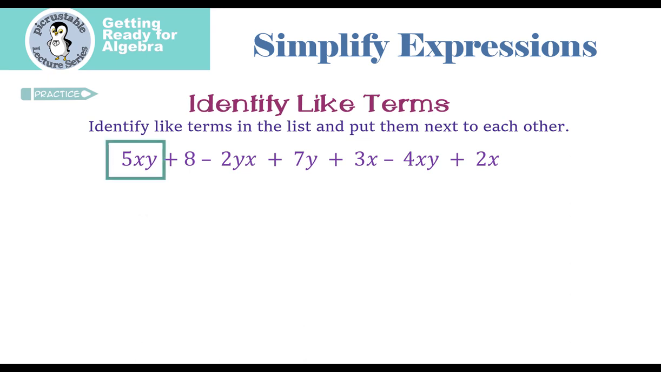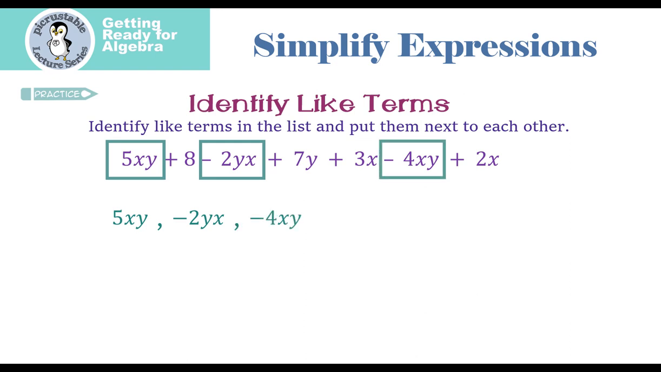We're going to start with 5xy. I'm going to keep looking, and hey, there's another xy. Remember, it doesn't matter what order they're in. yx is the same thing as xy. Let's keep looking. Oh, here we are, negative 4xy.